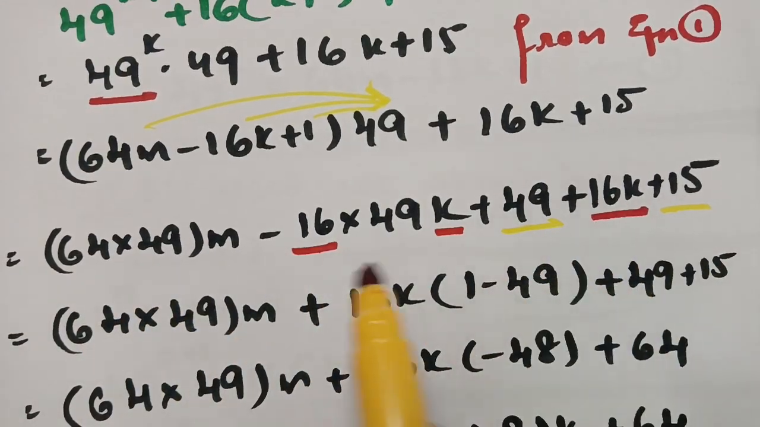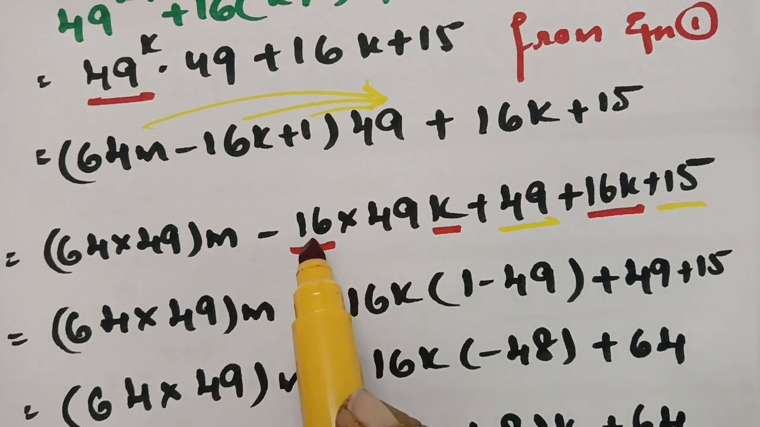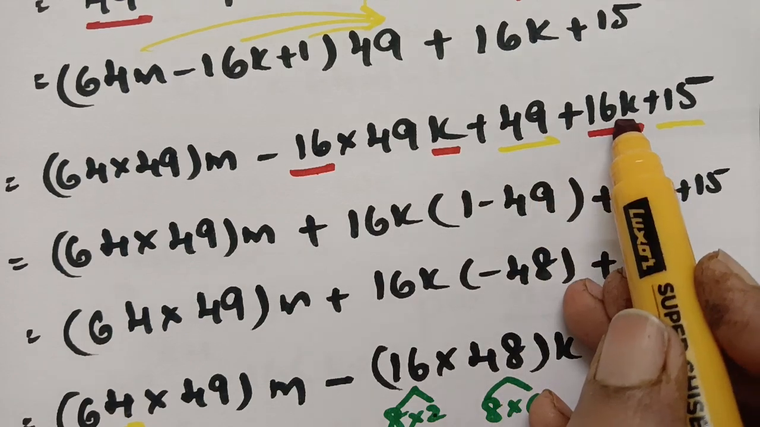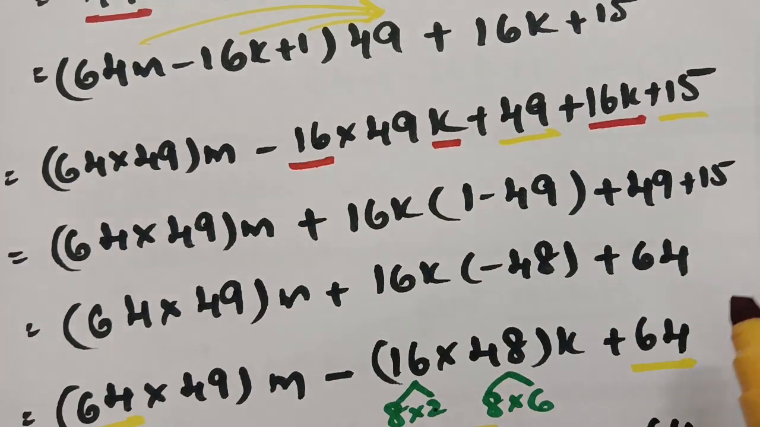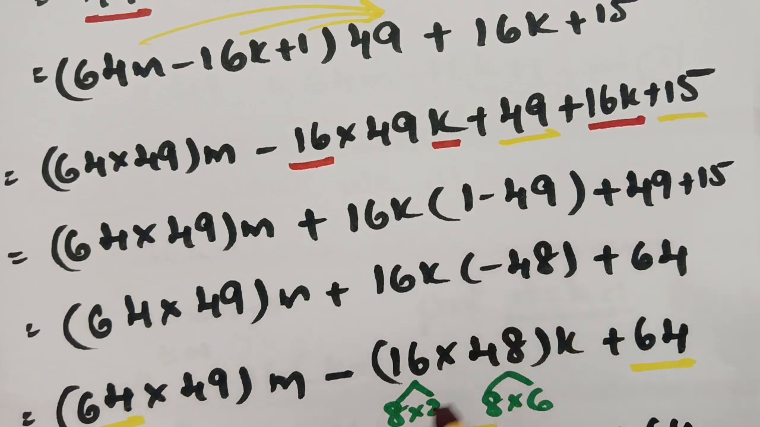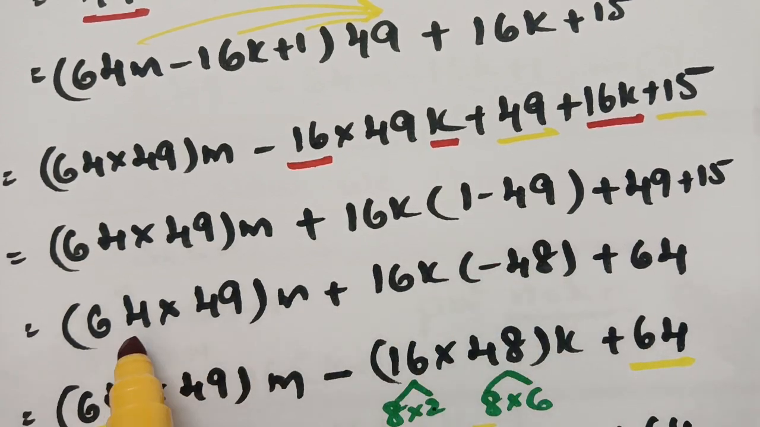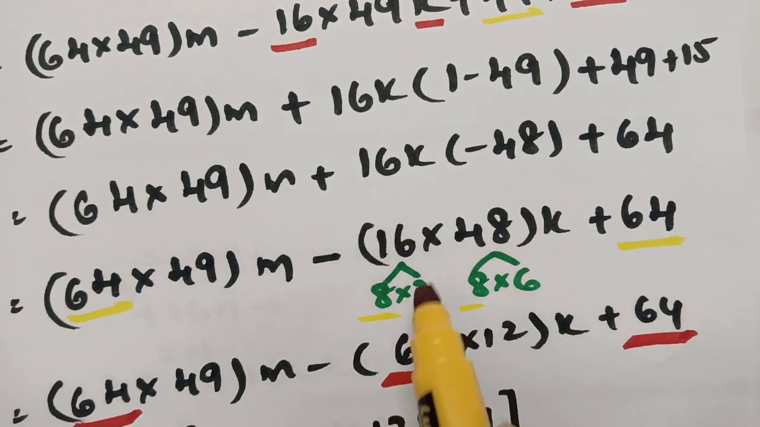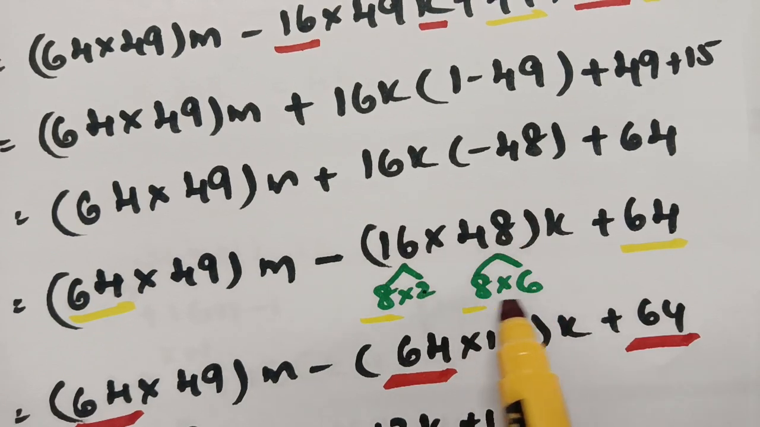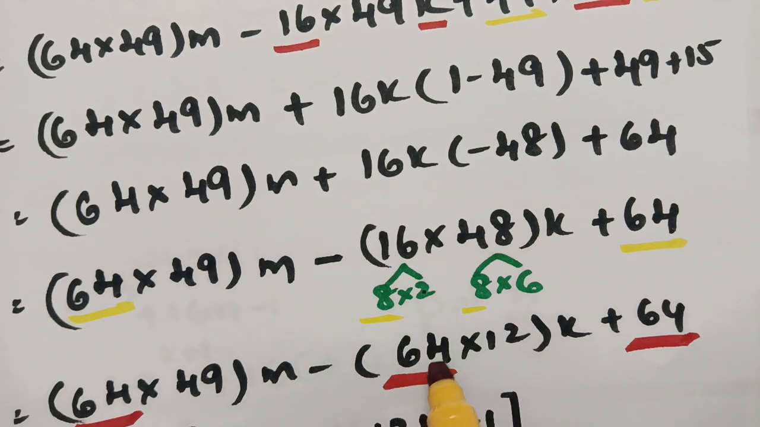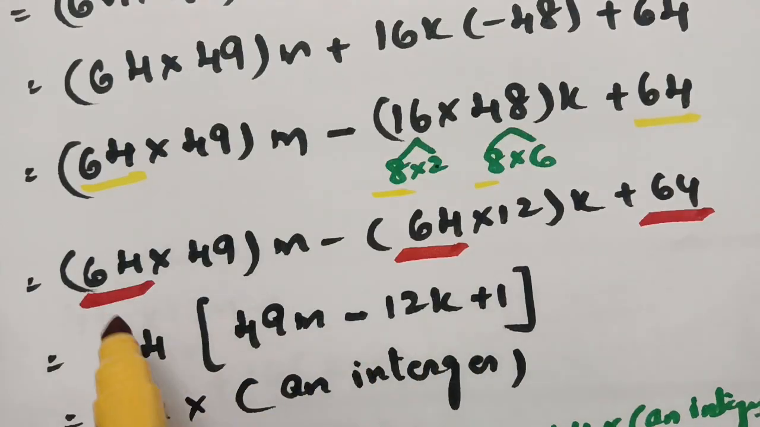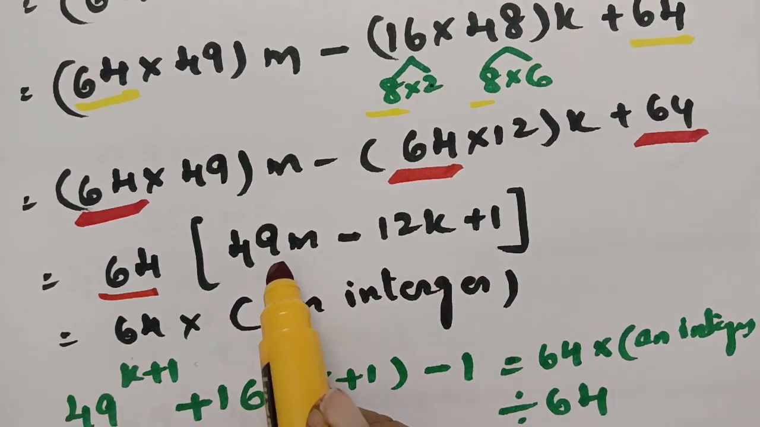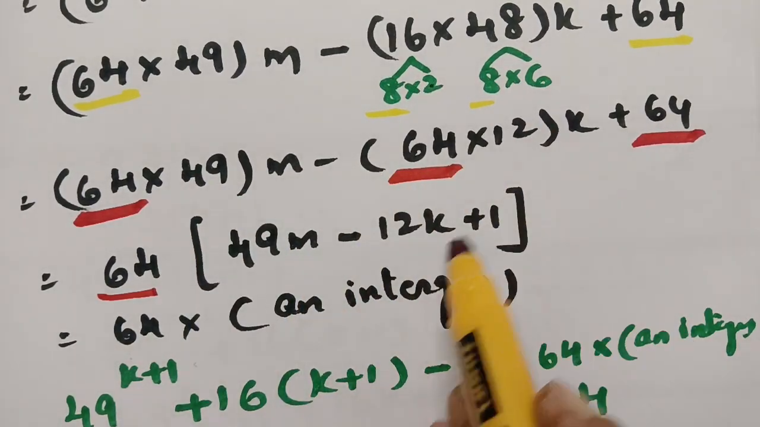So here there is 16k and there is 16k. I have taken 16k common. After taking 16k, this will be 1 minus 49, which is equal to minus 48. Here there is 64, here there needs to be 64, and here there is 64, and therefore in order to make 64 here, I have written 16 as 8 into 2 and 48 as 8 into 6, as 8 into 8 is 64 and 6 2s are 12. And therefore in the three terms we have 64 common, and therefore I have taken 64 common here, and the remaining thing is 49m minus 12k plus 1.